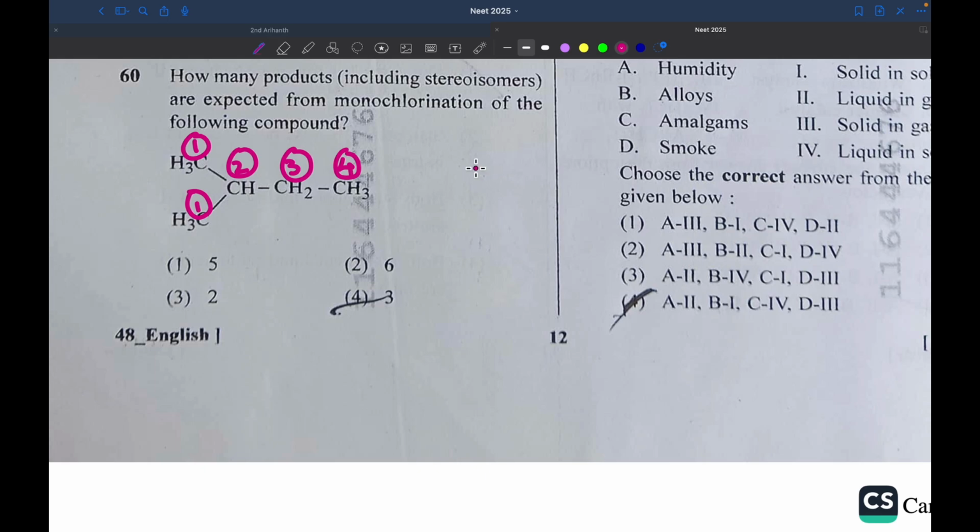Right? So if that is the case, this becomes a chiral center. So 4 plus 1 equals 5 should be the answer. 1, 2, 3, 4. So this is not going to be a chiral center. This is not going to be a chiral center. Neither is this. So only this one becomes a chiral center. 4 plus 1, 5 is the answer for the question.